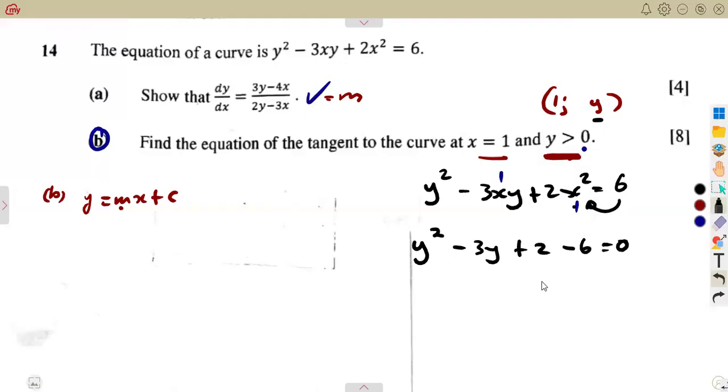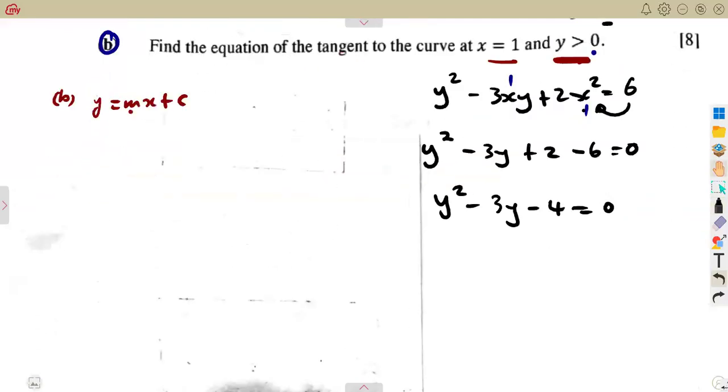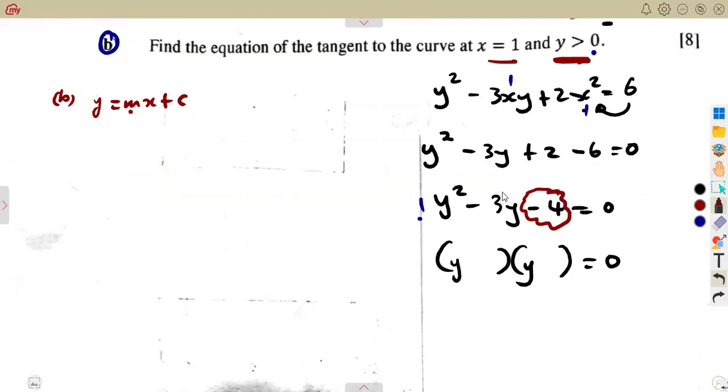That negative 6 is equal to 0, because we have just formed a quadratic equation which we need to solve for y. By solving for y, we can now consider the condition that we are given. By factorization, consider the coefficient of y squared being 1. When I have y and y there, the factors of negative 4 that will add up to a negative 3.